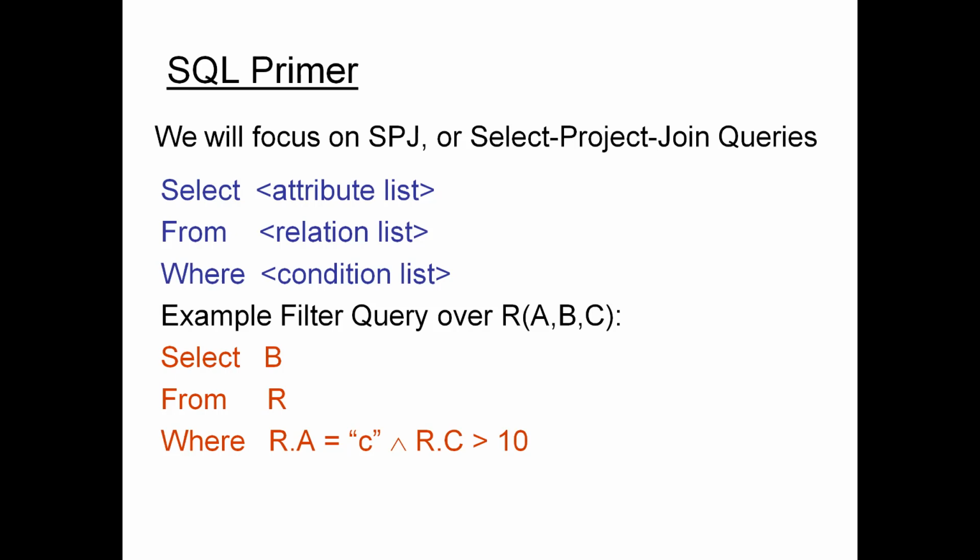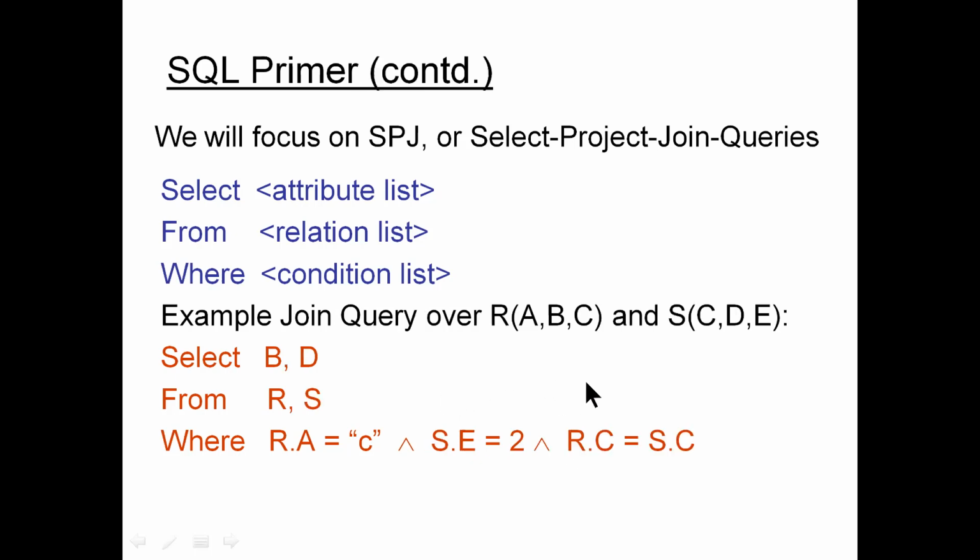In SQL, structured query language, we basically focus on three operations: select, project, and join queries. Select, project, join queries are like this. You have a selection list, which is the list of attributes that you are finally going to display, from which tables, and where you have certain conditions to meet. Here there is a relation R with three attributes. You are selecting B from R, where the value of A of R is equal to C, and the C value of R is greater than 10. So this is the kind of query you are familiar with already.